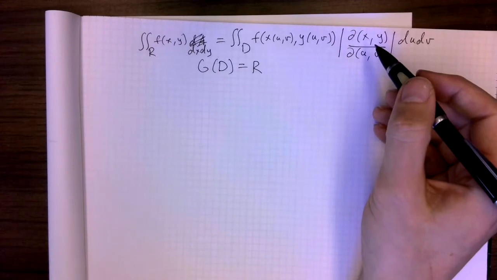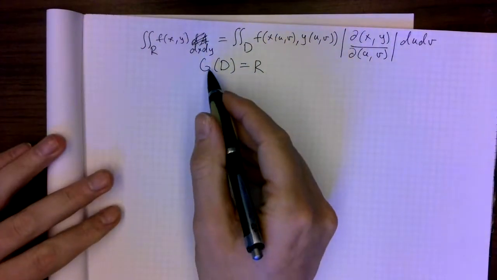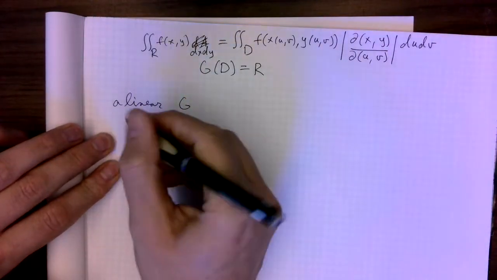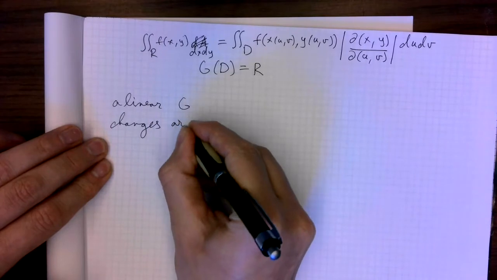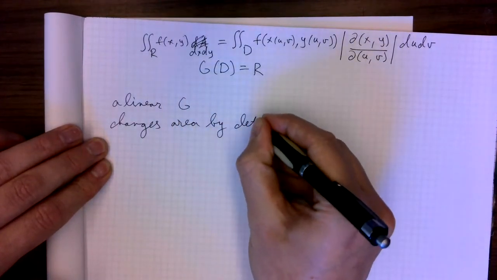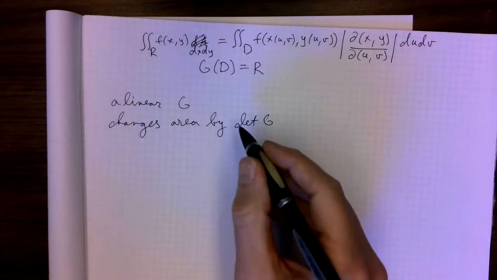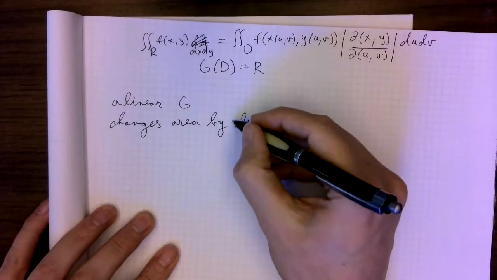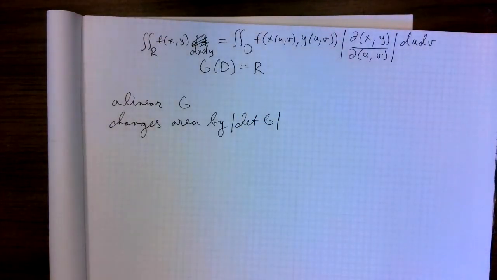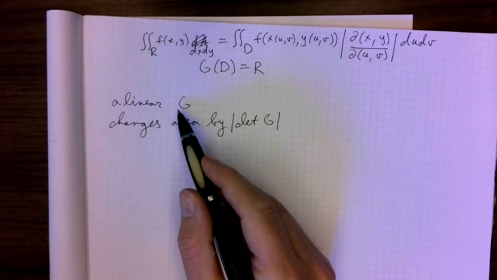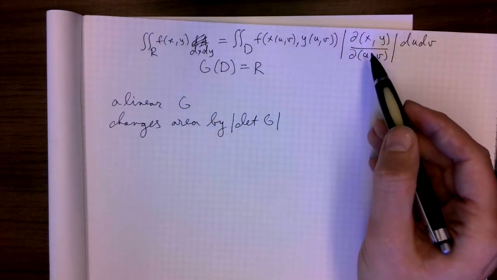Well, first, if we think of a linear g, what did a linear g do? A linear g changes area by the determinant of g. Now, the determinant of g could be positive or negative, so we really take the absolute value of the determinant of g, because g could flip orientation, if you remember from a long time ago. And that tells us how g changes area. That's really what we want over here, except g is not linear.